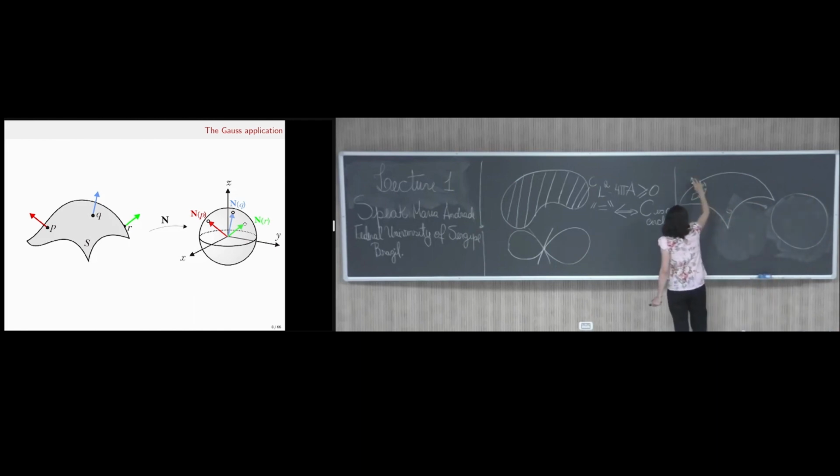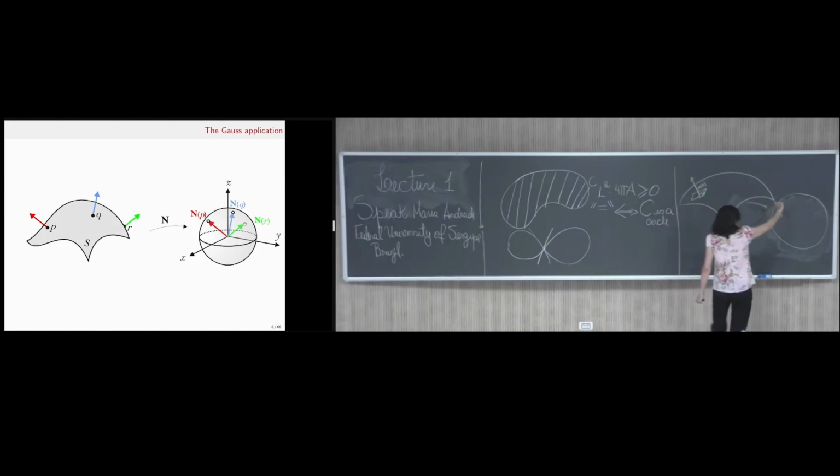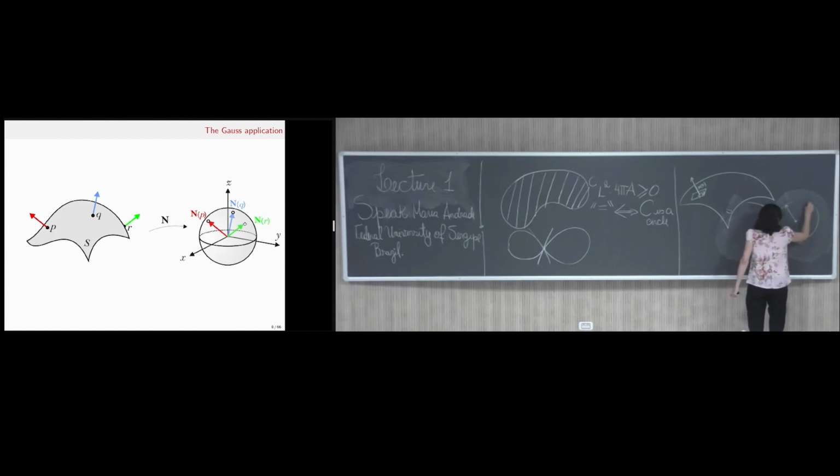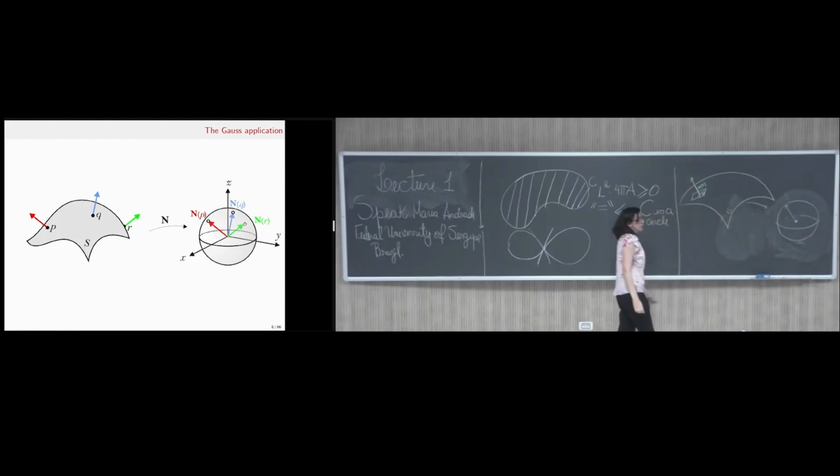What can I do with this? You take this vector and you translate this vector. My sphere is very big. You can translate this vector to the sphere. Okay. This application is called the Gauss application.